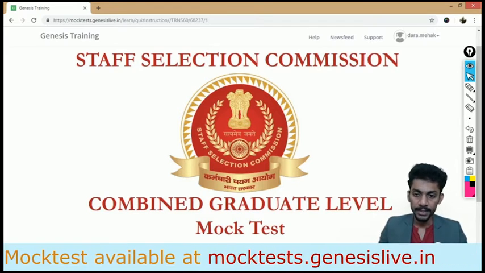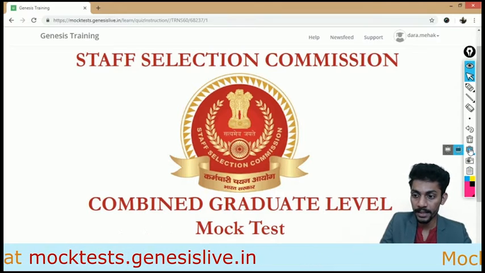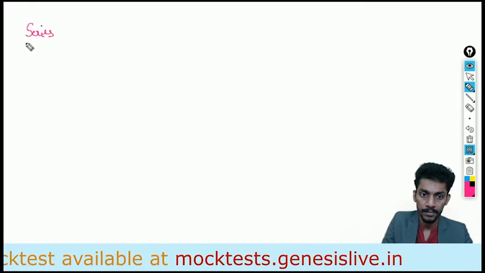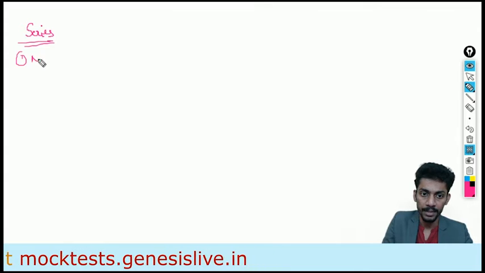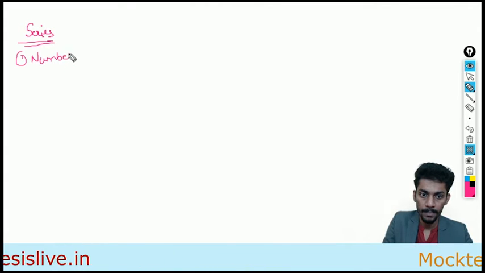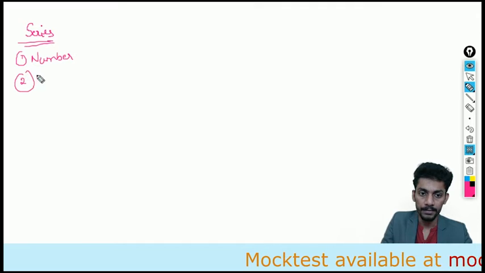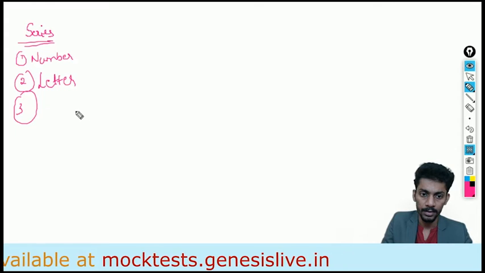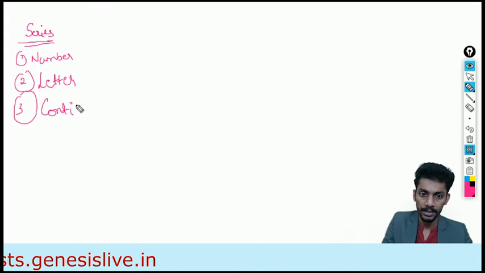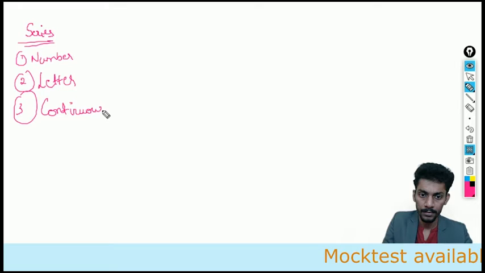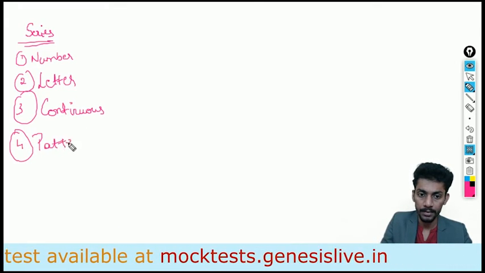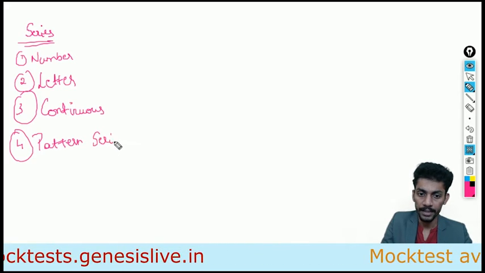Okay. So before we start, let's see what the different kinds of series are. The first one is number series, the second one is letter series. There are varieties of series. Sometimes people use one more kind of series, that is continuous series. Sometimes we have pattern series. Okay, so we have varieties of series.